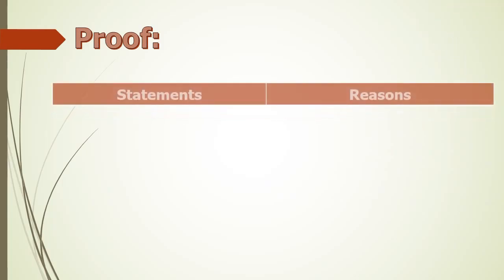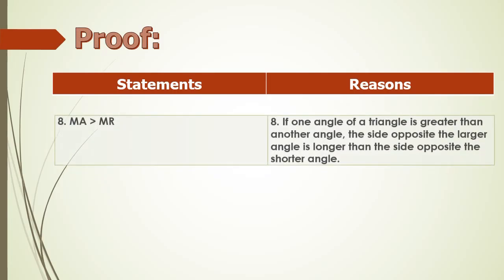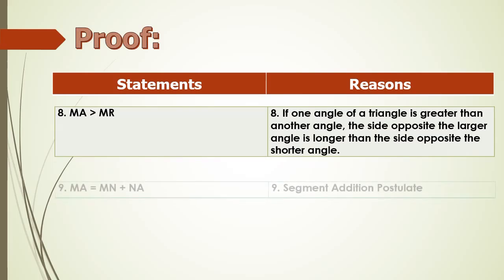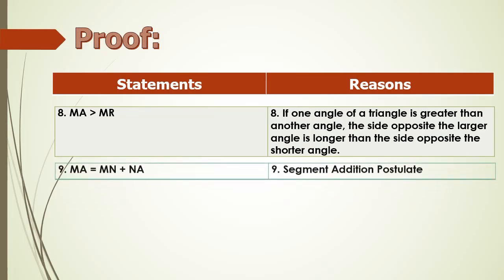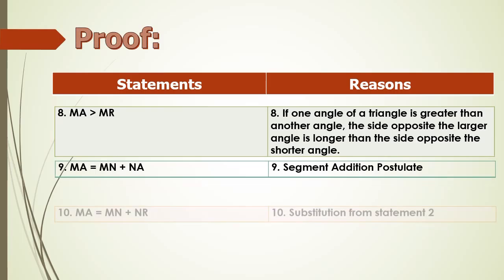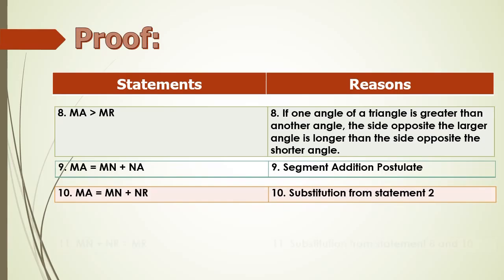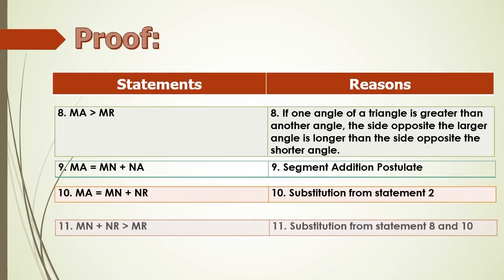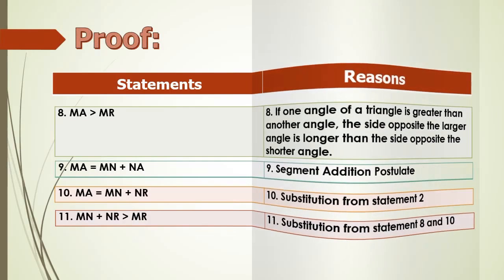angle 3 by substitution. Then statement number 8, MA is greater than MR. Reason, if one angle of a triangle is greater than another angle, the side opposite the larger angle is longer than the side opposite the shorter angle. Statement number 9, MA is equal to MN plus NA by segment addition postulate. Statement number 10, MA is equal to MN plus NR, the substitution from statement number 2. And lastly, MN plus NR is greater than MR by substitution from statements 8 and 10.